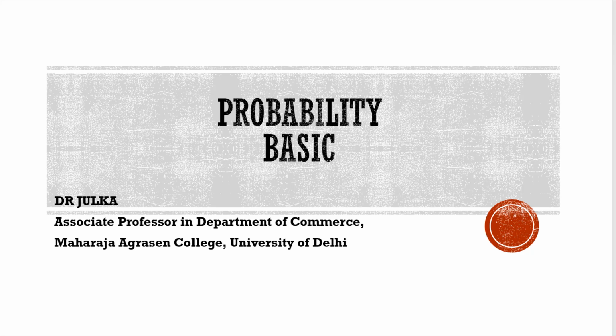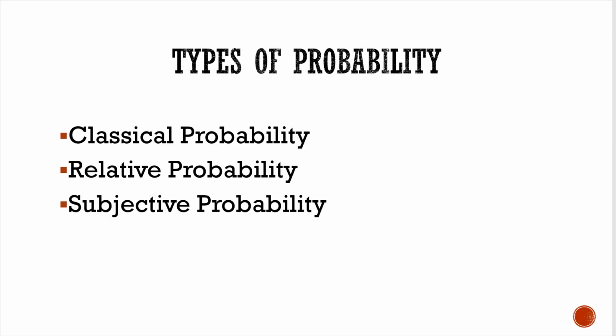Today's topic is probability. When we talk about probability, there are three types: classical, relative, and subjective. But today we'll discuss only the classical approach of probability. We will assume all outcomes are equally likely.